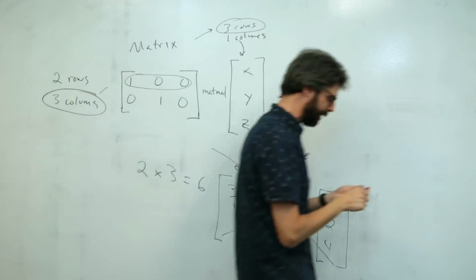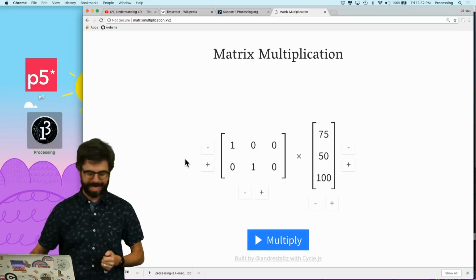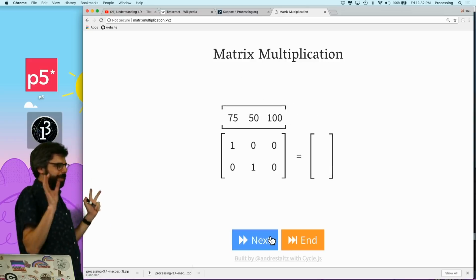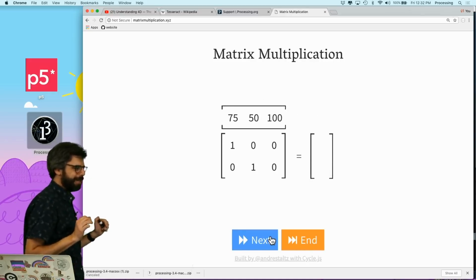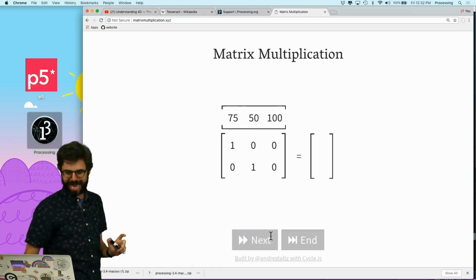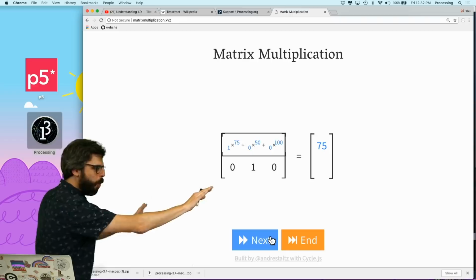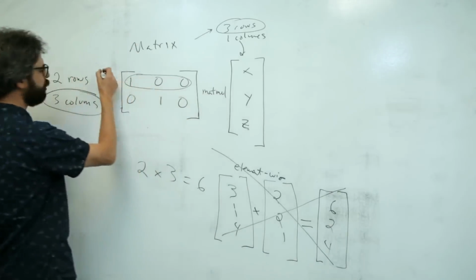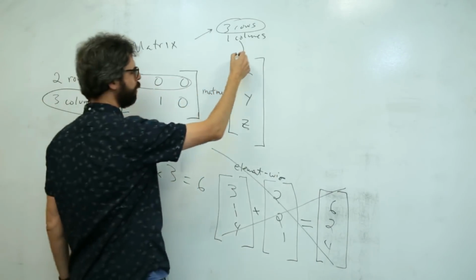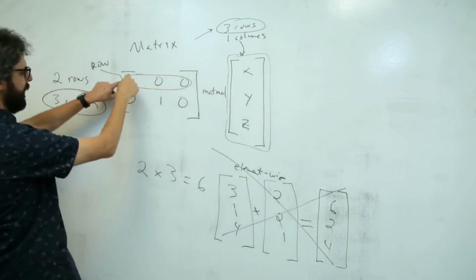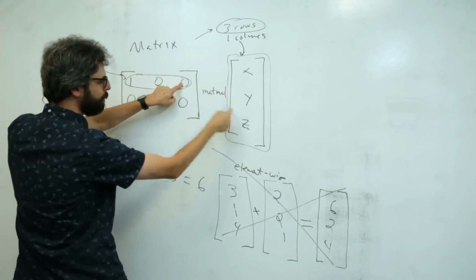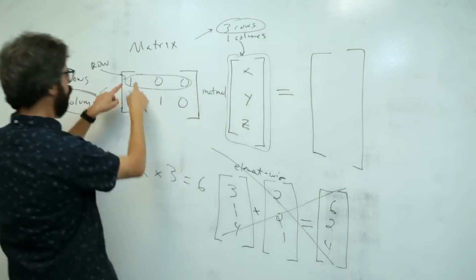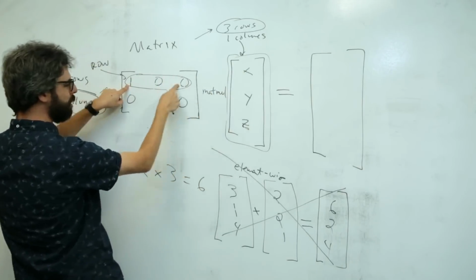Let's go back to that web page that I was at the beginning. I'm going to press multiply here. Let's see what happens. Look at that. It went up and then went sideways. That's interesting. Let's go to next. Look at that. So what just happened there? I am going to take this row and multiply it by this column, in a way that this number gets multiplied here, this number gets multiplied here, this number gets multiplied here, and they all get added together. So what I'm going to get is 1 times x plus 0 times y plus 0 times z.